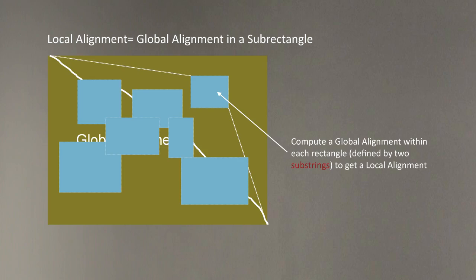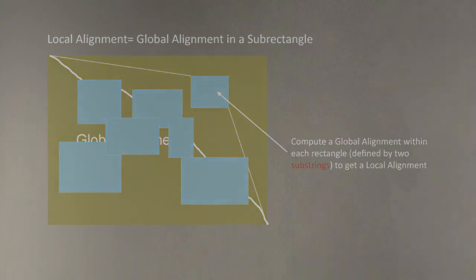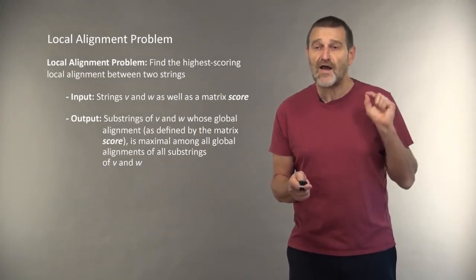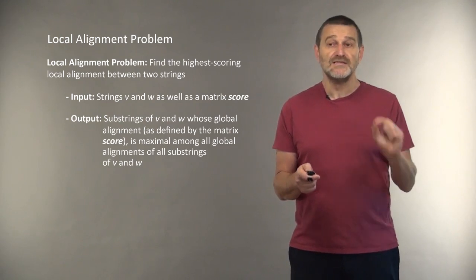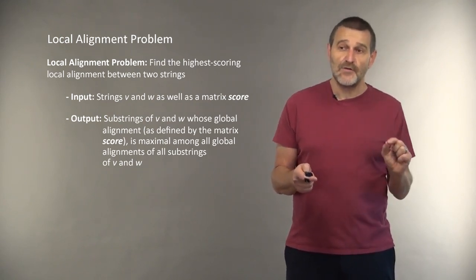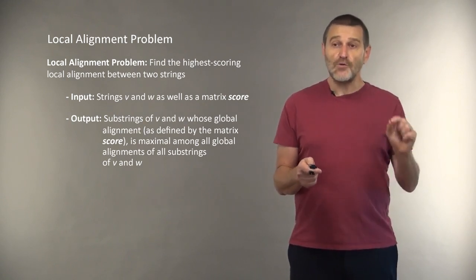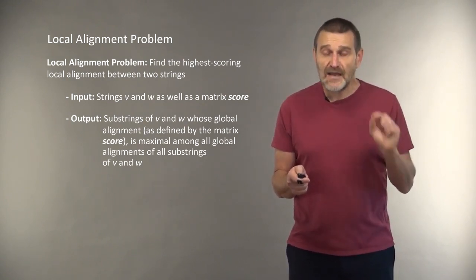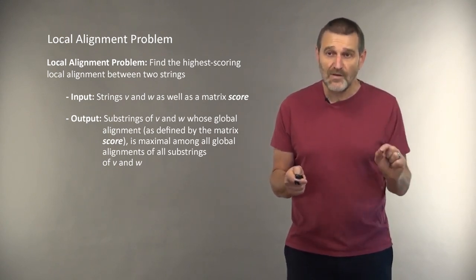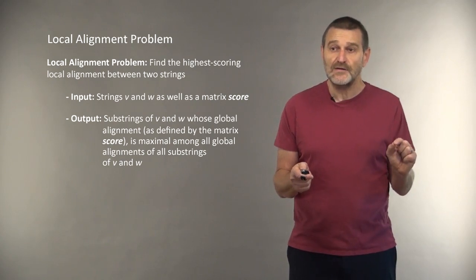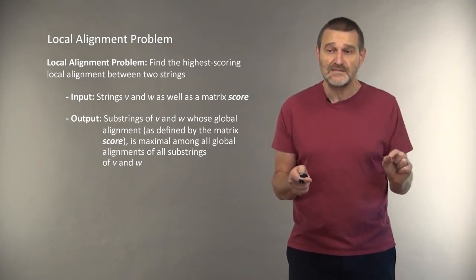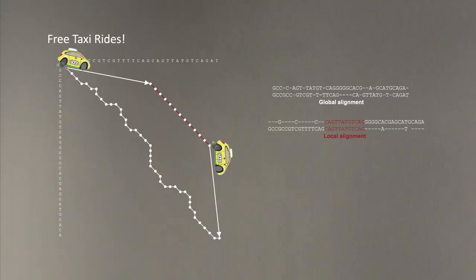What can we do to come up with a practical local alignment algorithm? The first thing we need to do is to formulate the local alignment problem. The input is strings V and W and a scoring matrix scorer, and output is substrings of the entire strings V and W whose global alignment, as defined by scorer, is maximum among all global alignments of all substrings of V and W.